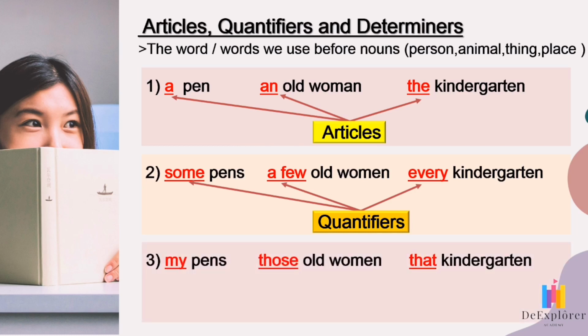Right? Last one, last example, my pants, those old women, that kindergarten, and these words like my, those, that, they are called determiners. Right? Okay, so you need to copy this page into your exercise book, grammar book 1.